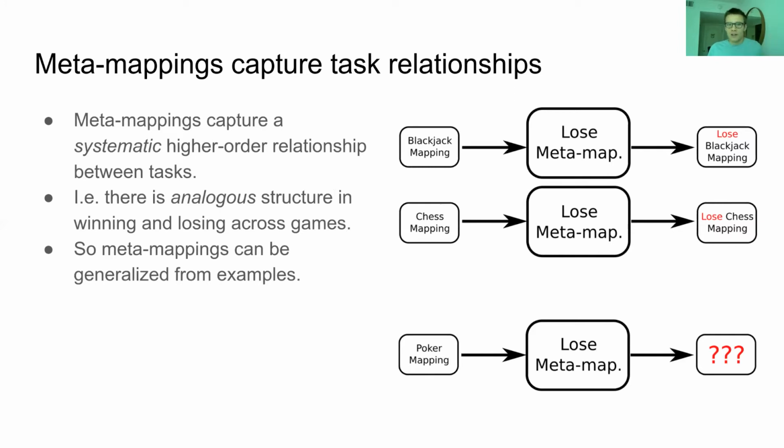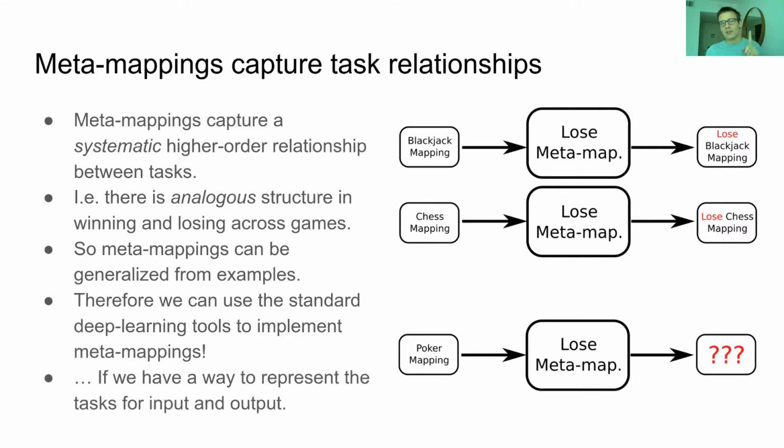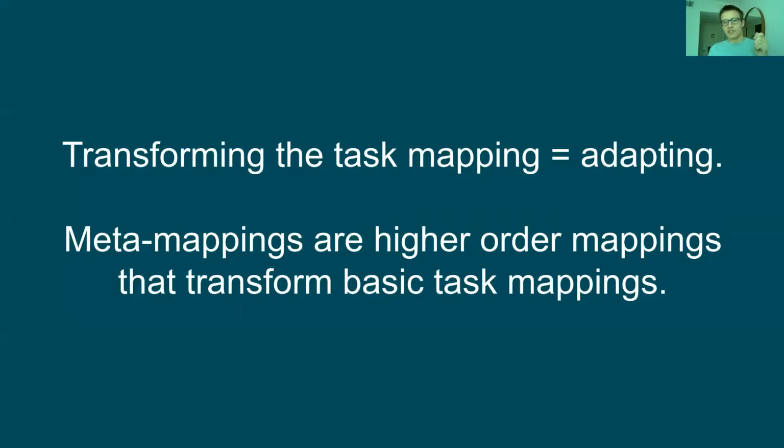So ideally, we should be able to generalize metamappings from examples, just like we can generalize basic tasks like poker from examples. And therefore, we can use the standard tools of deep learning to implement these higher order functions, as long as we can figure out a way to represent the tasks for input and output to these higher order mappings. So I'm going to view transforming the task mapping as a way of adapting, and I'm going to do this by metamappings, which are higher order mappings that transform the basic task mappings.